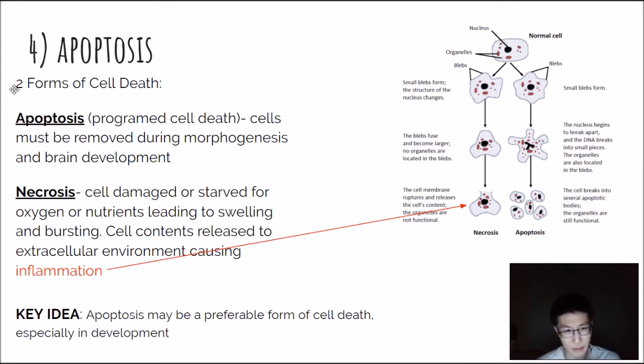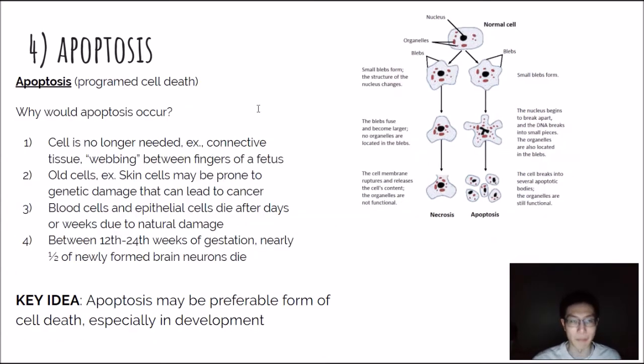In necrosis, we're often talking about situations such as oxygen or nutrient limitations, which can lead to swelling and bursting of the cells. When a cell bursts, contents such as prostaglandins and potassium are thrown out into the extracellular space, which can lead to inflammation. So it can have a negative effect on the body, which is why the key idea is that apoptosis may be the preferable form of cell death, especially in development, because you don't want that inflammation going on around your body.